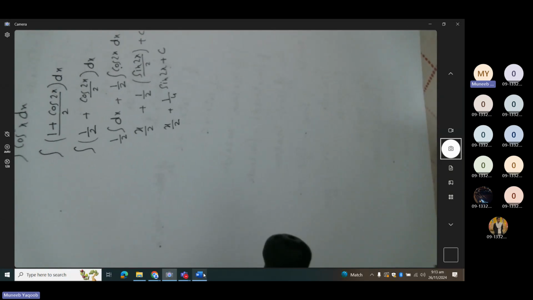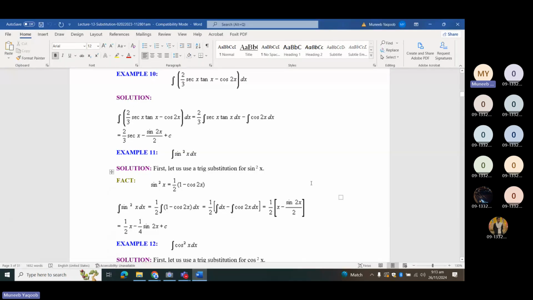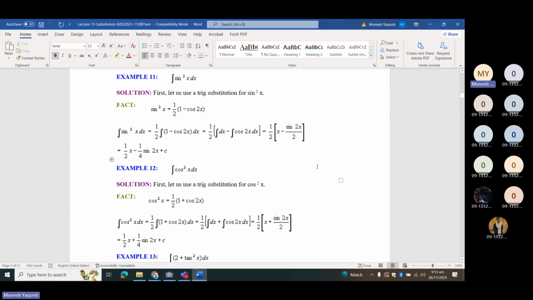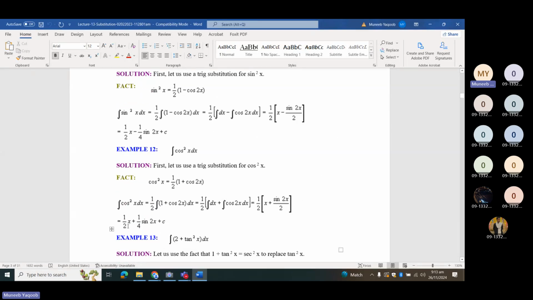So first of all, if we confirm our answer, you can see that our answer is correct: 1 upon 2x plus 1 upon 4 sine 2x plus c. Now coming to the next integral, which is integral of 2 plus tan square x. So we are to integrate 2 plus tan square x dx.